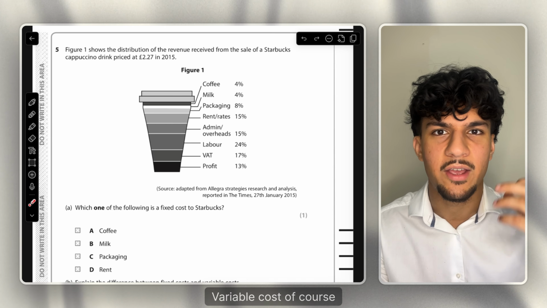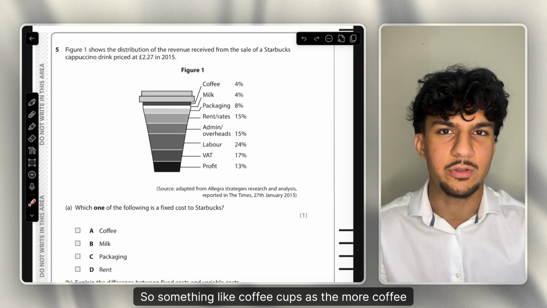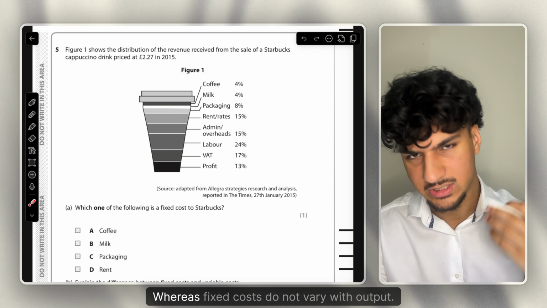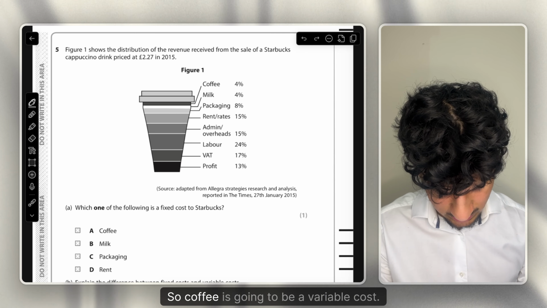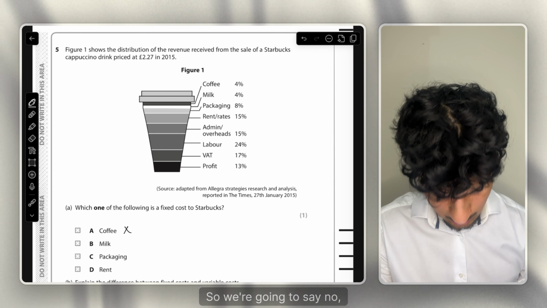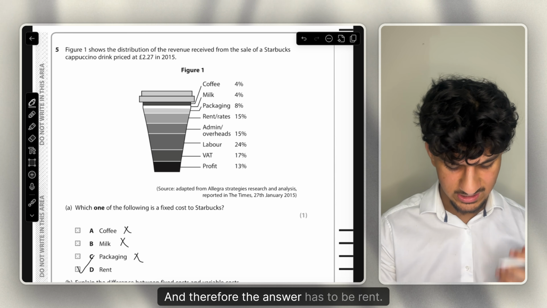Variable costs, of course, vary with output. So something like coffee cups: the more coffee you sell, the more coffee cups you'll need, whereas fixed costs do not vary with output. So let's try this. Coffee is going to be a variable cost, so we're going to say no. Milk is also going to be a variable cost. Packaging is also going to be a variable cost, and therefore the answer has to be rent.